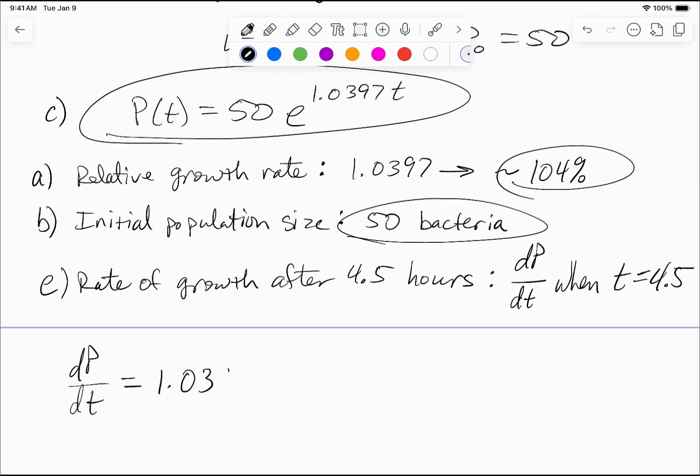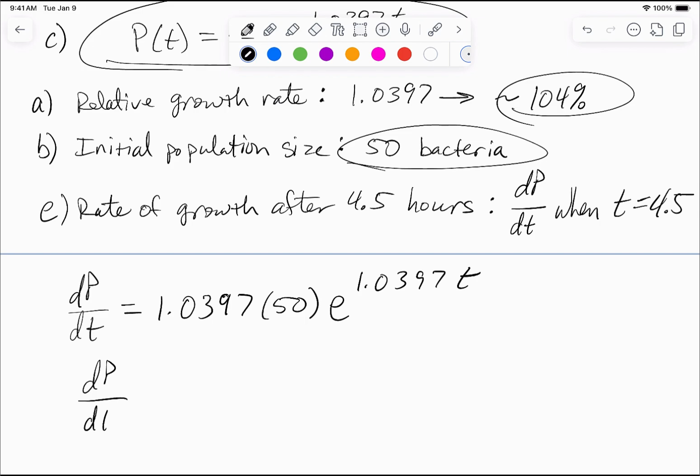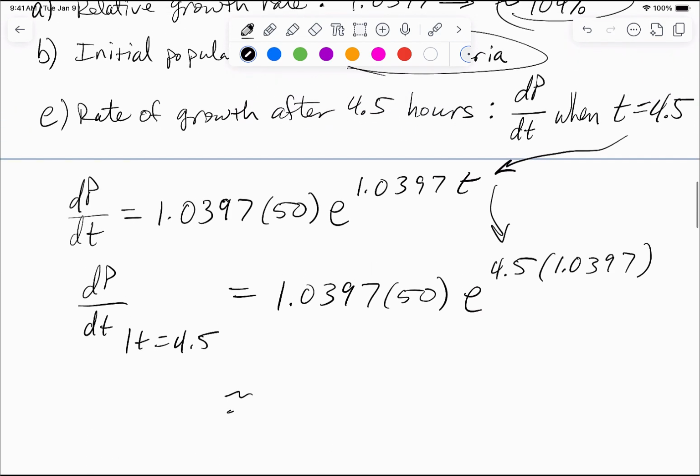So 1.0397 times 50 times e to the 1.0397 t. And when we evaluate that at t equals 4.5, we simply replace t by 4.5 in the exponent. And that's pretty straightforward. Putting that into our calculator gives us approximately 5595. And this was a rate of growth. What we're counting is bacteria. We were told the time is in hours. And so that rate is bacteria per hour.